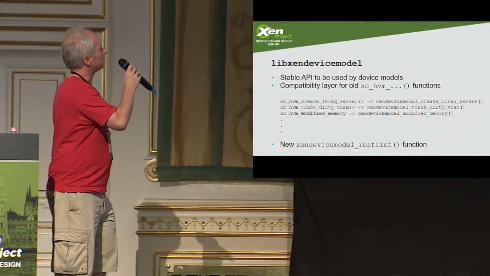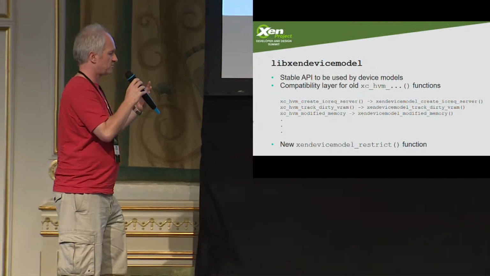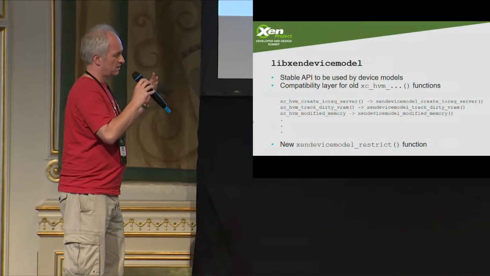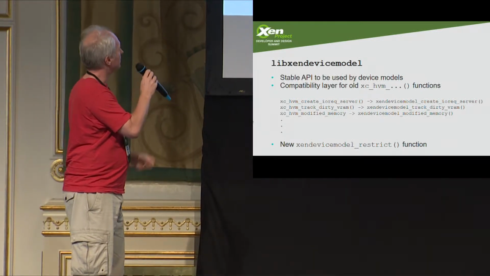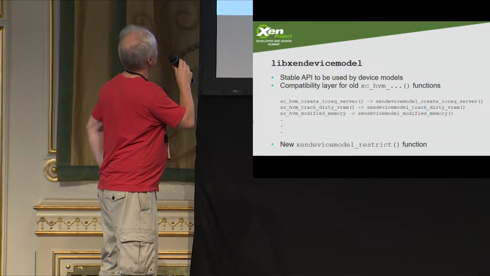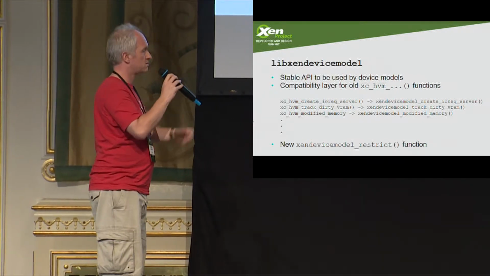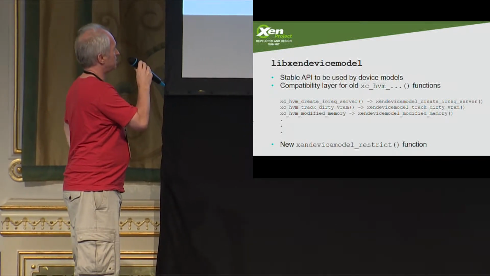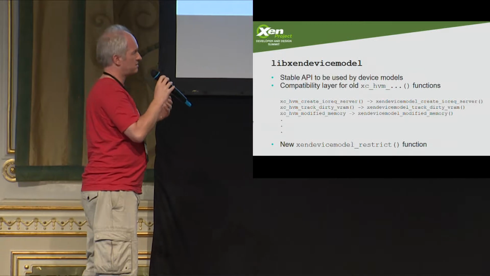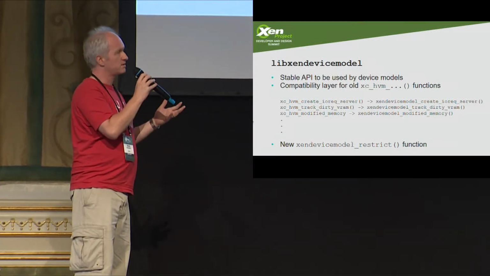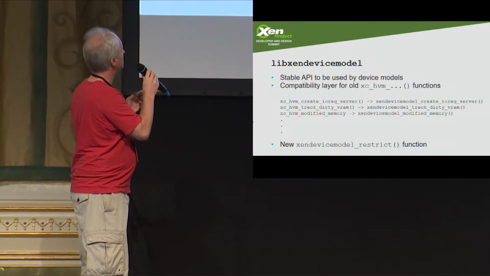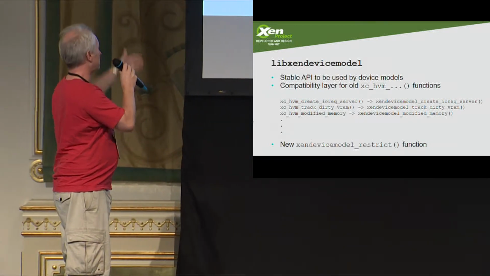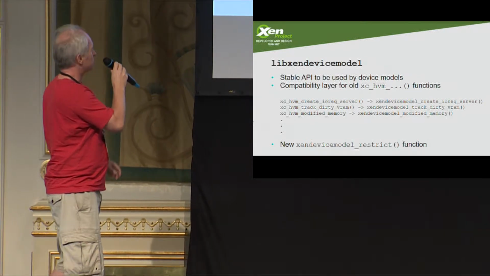The next layer is libxendevicemodel. This is the abstraction layer in user space where the emulator is running that allows it to make DMOPs. It's supposed to be a stable API, so it's a new library. There's a compat layer for the old xc_hvm functions, so existing emulators that are compiled against just the standard libxenctrl will continue to function with no problem.